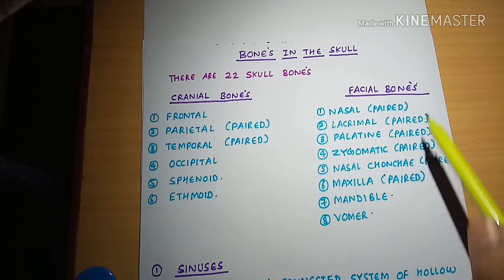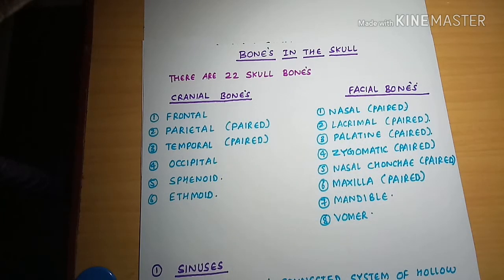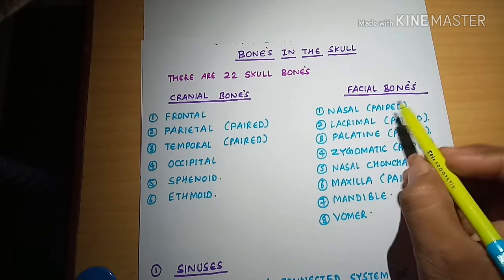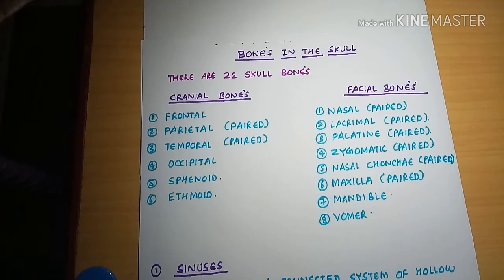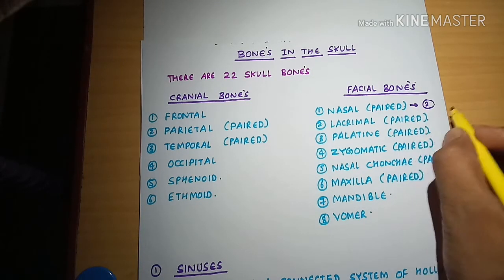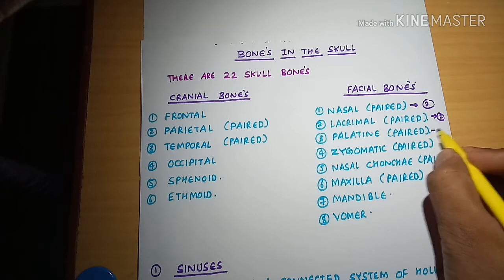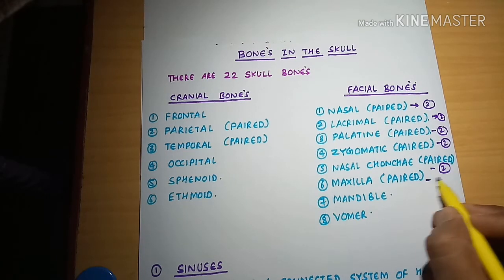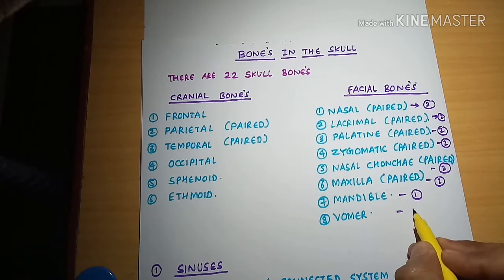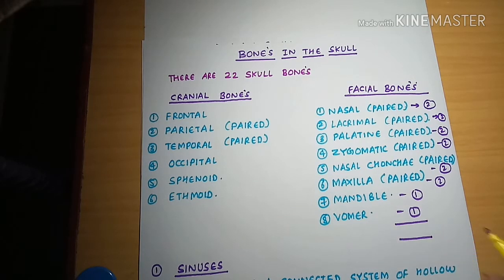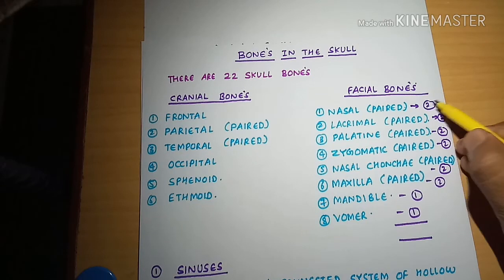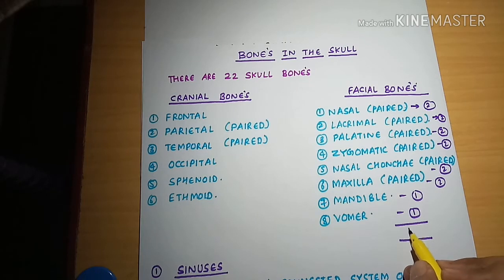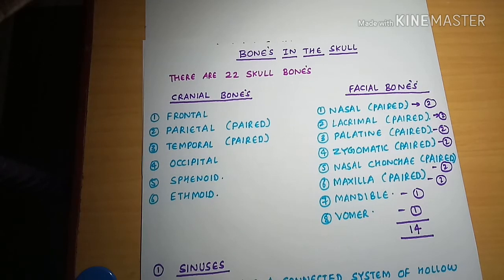So there are almost 22 skull bones in the human skull, which are divided into the cranial and the facial part. The facial bones are 2, 2, 2, 2, 2 in number, and this is 1, and this is 1. So how many facial bones are present in total? 2, 3, 4, 5, 6, 7, 8, 9, 10, 11, 12, 13, 14. So there are 14 facial bones in the human skull.